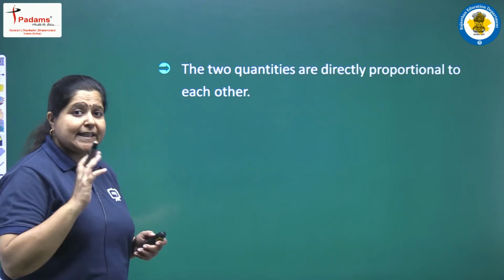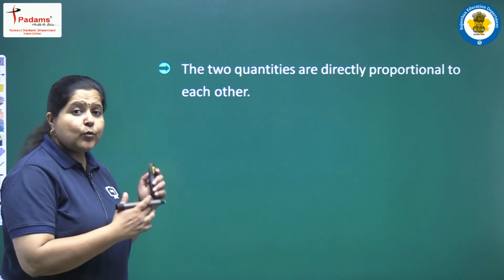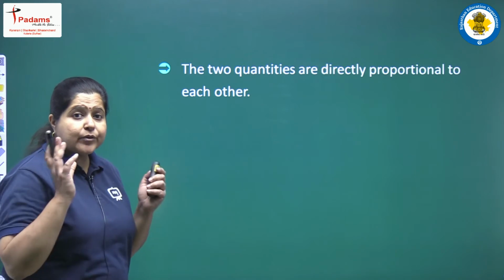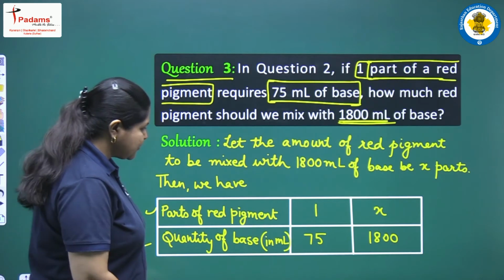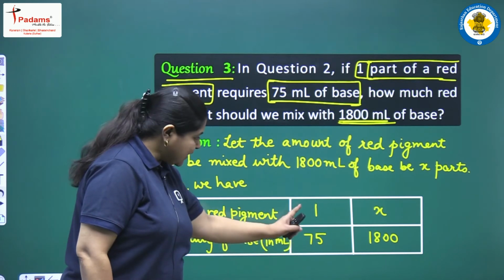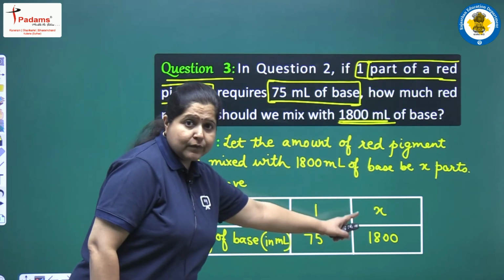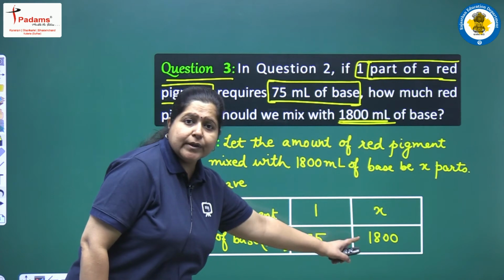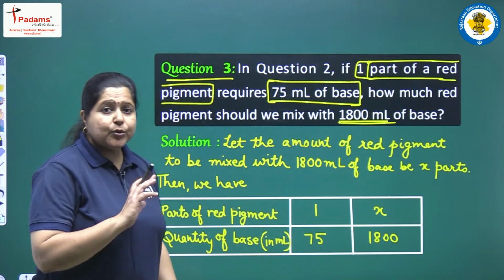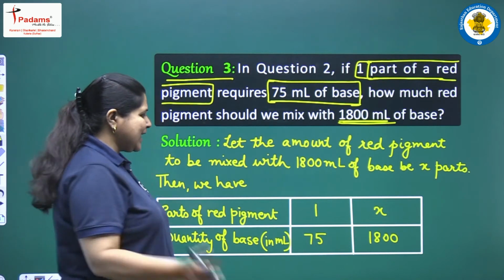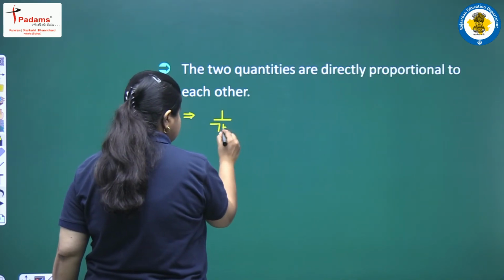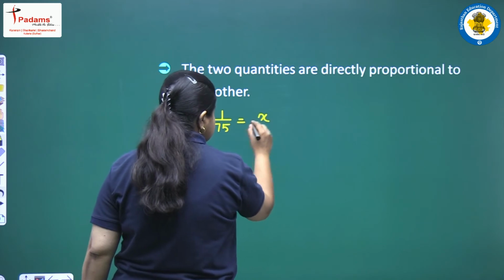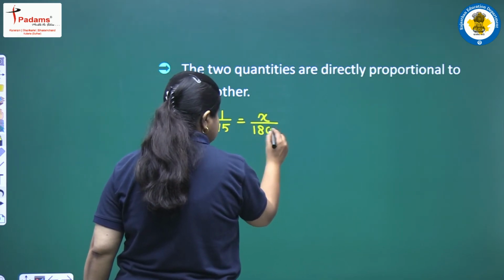Now because these are directly proportional, the ratios of different values of the same quantities will be equal. And so here we will take the ratio of these two quantities, 1/75. We take the ratio of these two quantities, X upon 1800, and both ratios will be equal. We write here, this implies 1/75 is equal to X upon 1800.